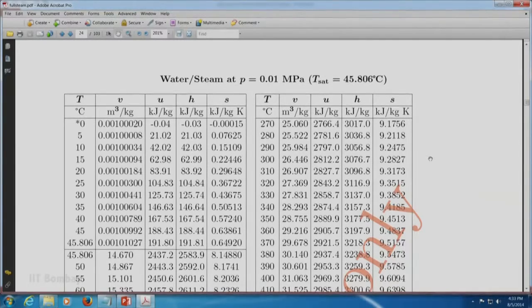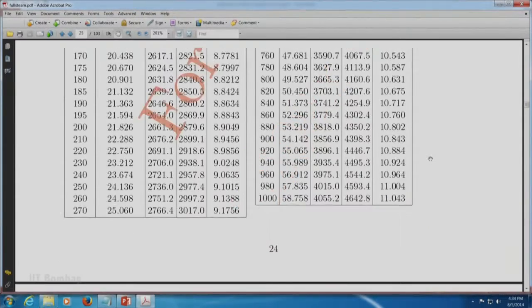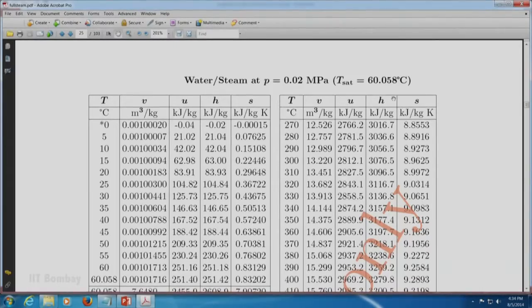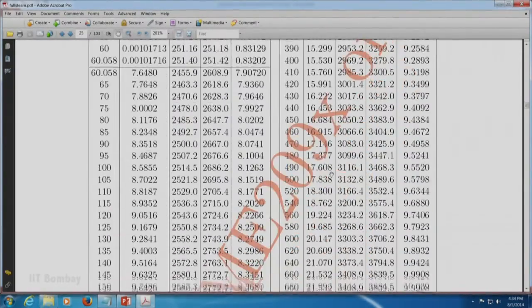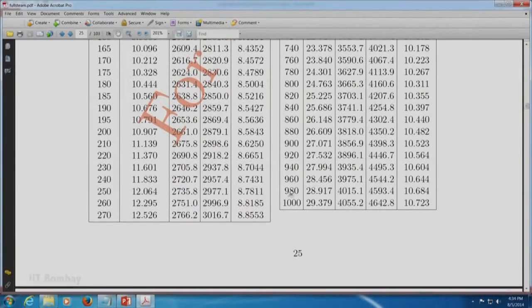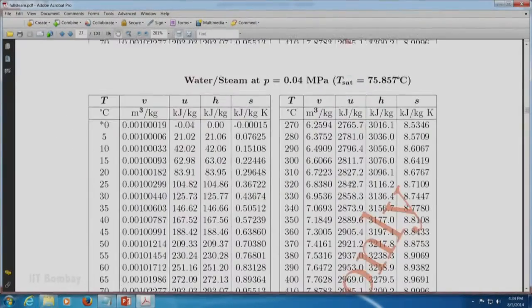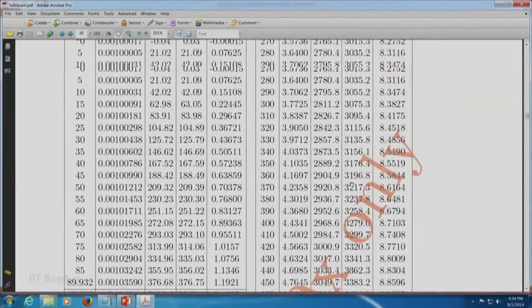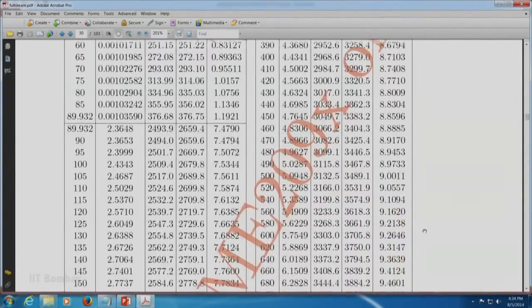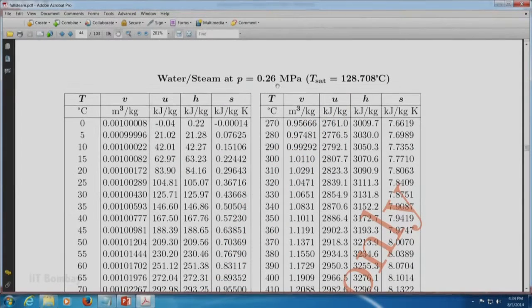Now, if I go to the next pressure, you can see 0.02 MPa, and again it goes up to 1000 degree centigrade. I will go through the details of the properties given in table 3 later, but here I just want to show you how the tables look. Then we have 0.03 MPa, and similarly I can go on to higher and higher pressures. Here it is now 0.07 MPa, and this is 0.26 MPa, that is 2.6 bar.